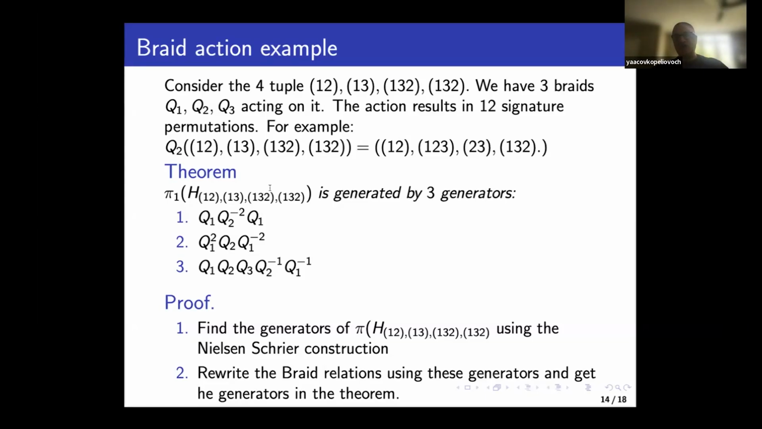You basically have a permutation representation, and you can look at its stabilizer. And you use Nielsen-Schreier to find the stabilizer. Then you have the braid relations, which I didn't use here, right? So what you do, you rewrite the braid relations using these generators, and you get the generators in the theorem. So you have a lot of generators. A lot of generators are going to be no longer with us when you apply the braid group relations. The only 3 generators that will survive are those. Okay?